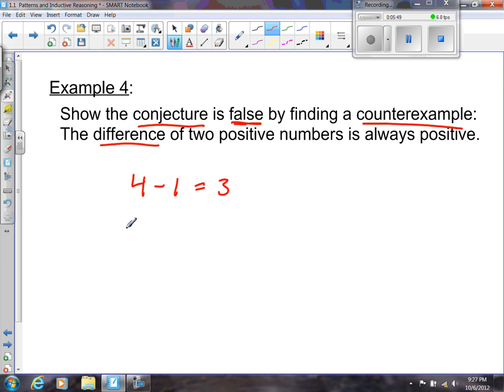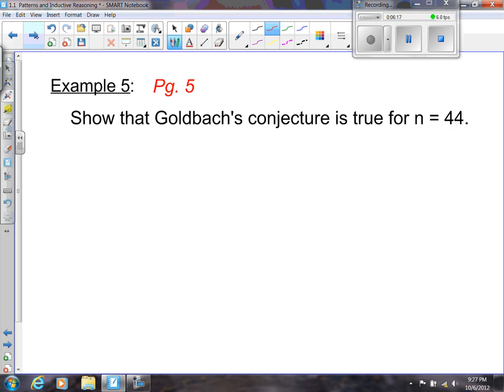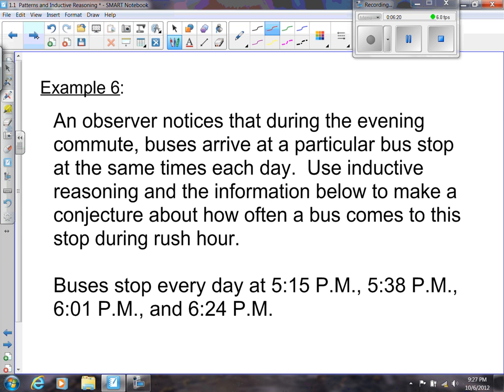So I'm going to come up with a counterexample of maybe 1 minus 4. 1 minus 4 is negative 3. So the difference of two positive numbers is always positive. Well, right here, that statement is false. And it's false because of this counterexample. So you could say 1 minus 4 is negative 3. Negative 3 is a negative number. That statement is false. We'll skip over that one.